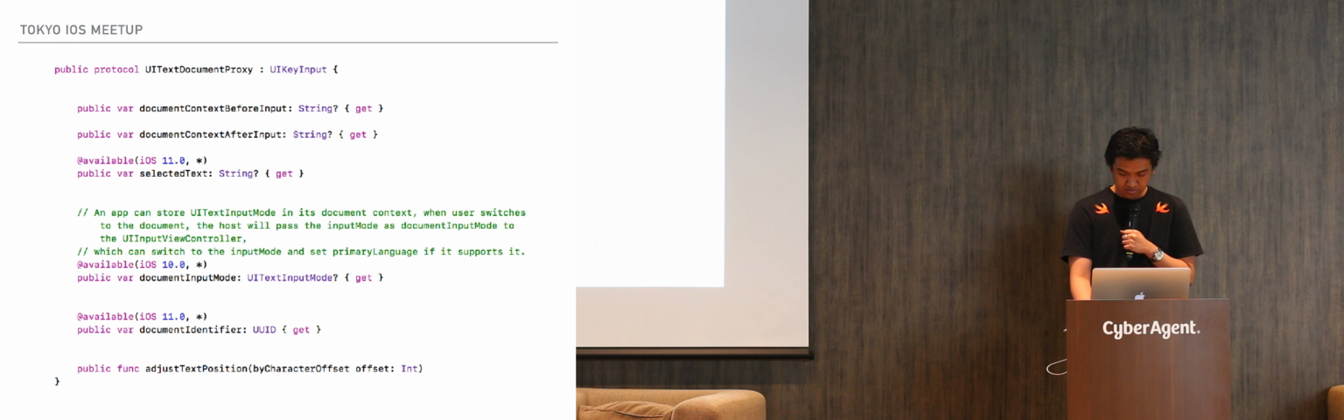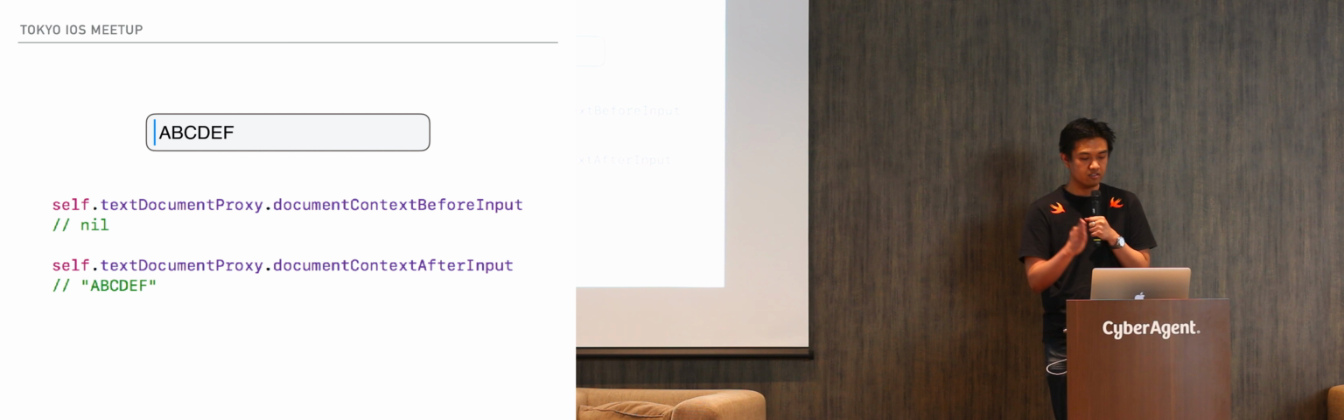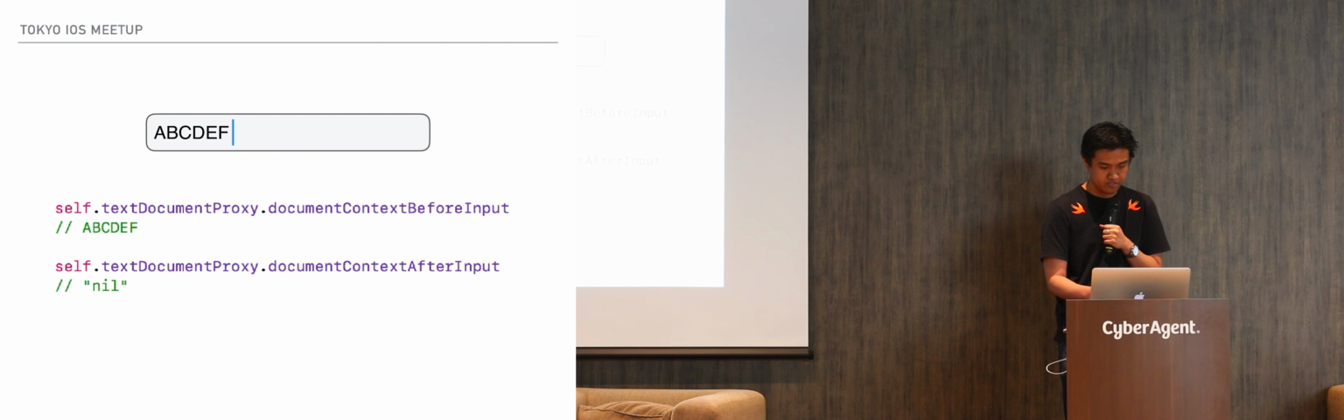And there are also methods for deleting a character or inserting text. So what do I mean when I say that there is a workaround to get the complete text that works most of the time? Here we have a text field. Now the document context before input returns the text at the left of the cursor. So if the cursor is on the left side, the before input is nil and the after input is whatever is on the right side. If the cursor is on the right side, you'll get the whole text, and the after input is nil.